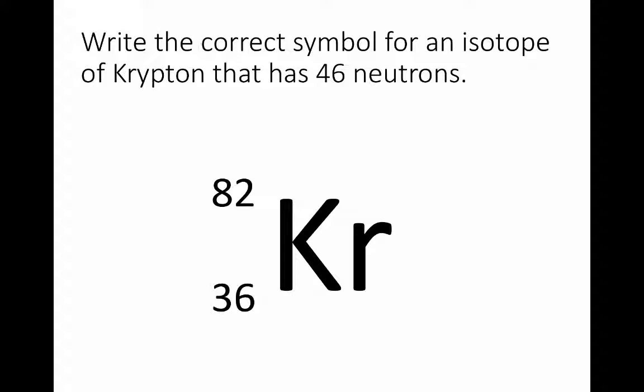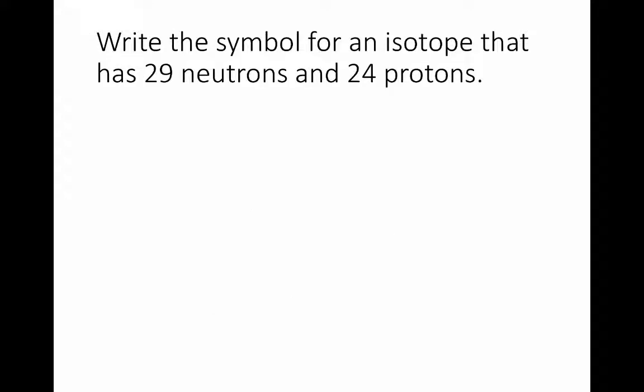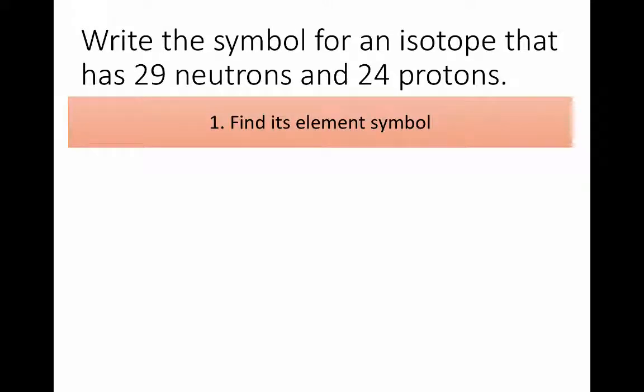Let's go ahead and do another one of these problems that's slightly different. Write the symbol for an isotope that has 29 neutrons and 24 protons. Now here it's giving us the numbers of protons and neutrons right away, but there's one thing it isn't giving us. Do you know what it is? Step 1, find the element symbol. How are we going to do that? Well, we know how many protons it has. We know the atomic number. So let's go to the periodic table and find something that has 24 protons, whose atomic number is 24.